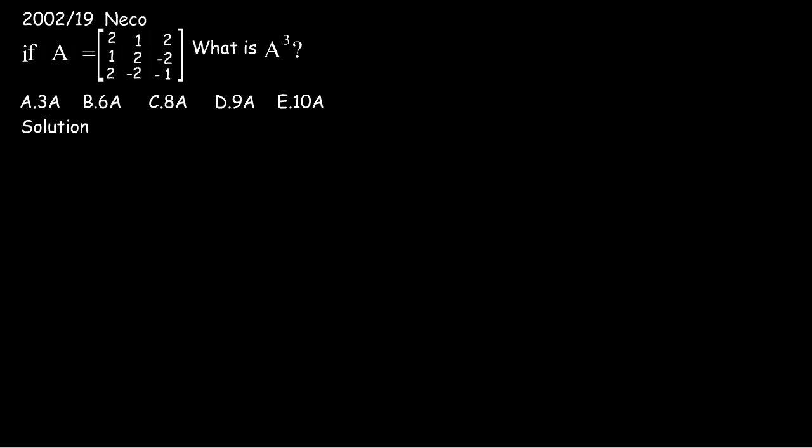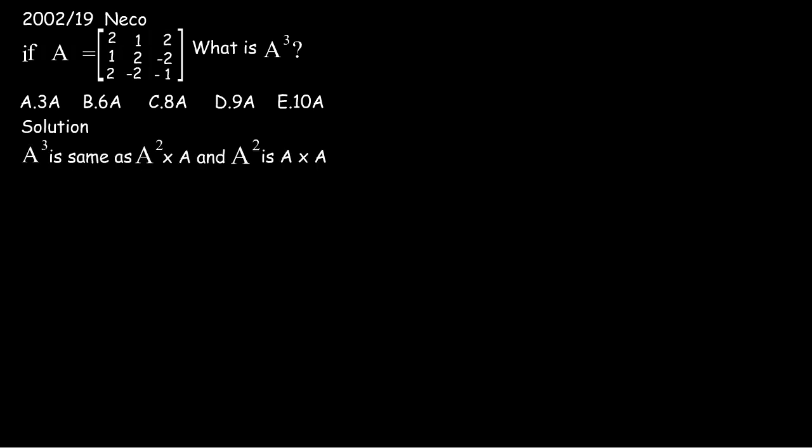Our final example is from NECO, and it states that if A is equal to matrix 2, 1, 2, 1, 2, minus 2, 2, minus 2, minus 1, what is A cube? And our options given are A is 3A, B 6A, C 8A, D 9A, and E 10A.